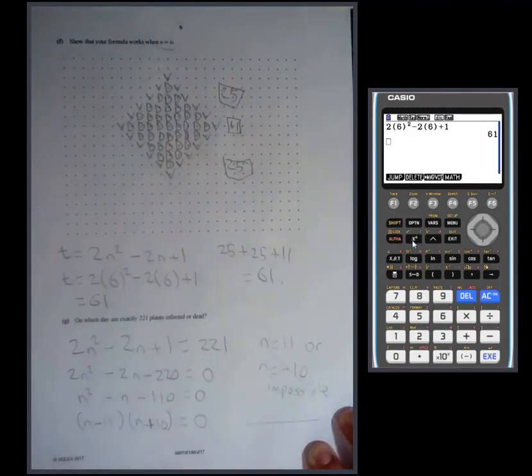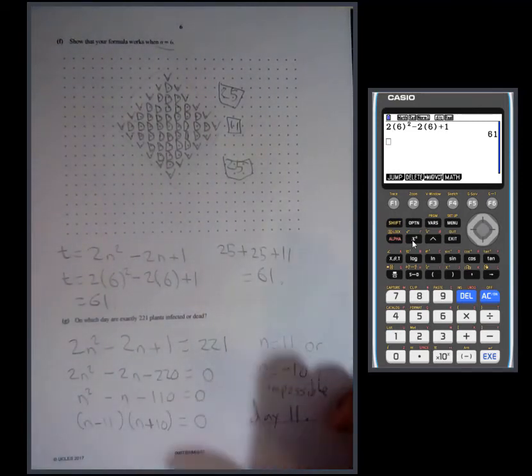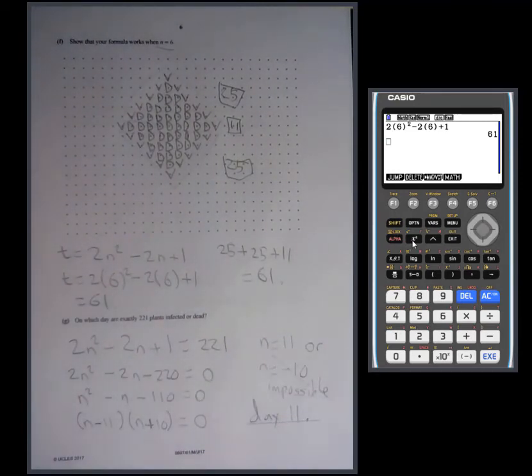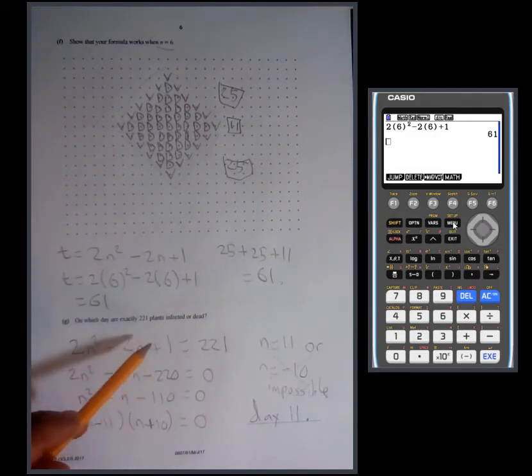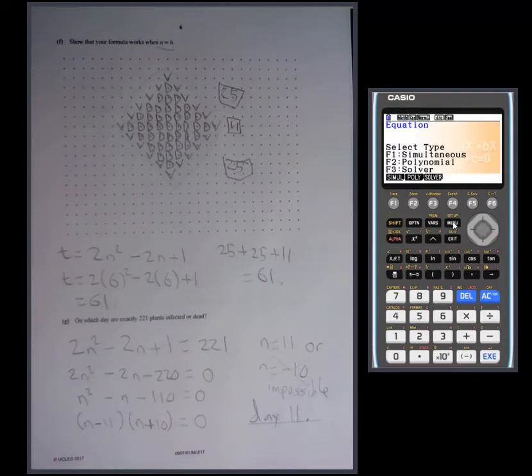So the answer is day 11. Now, if you're not very good or very confident with quadratic factorizing, or even if you just think it's going to take you a long time, you could draw two graphs. You could draw a graph of 2x squared minus 2x plus 1, and you could draw a graph of y equals 221. You could find an intersection.